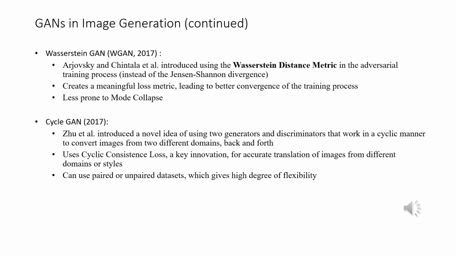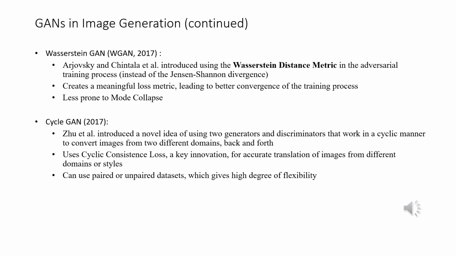The Wasserstein GAN, also known as the WGAN, was introduced by Arjovsky and Chintala. This paper introduced the Wasserstein distance metric in the adversarial training process instead of the Jensen-Shannon divergence. This model created a meaningful loss metric, leading to better convergence of the training process, and this model was also less prone to mode collapse.